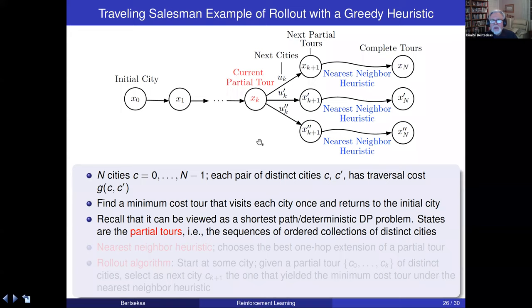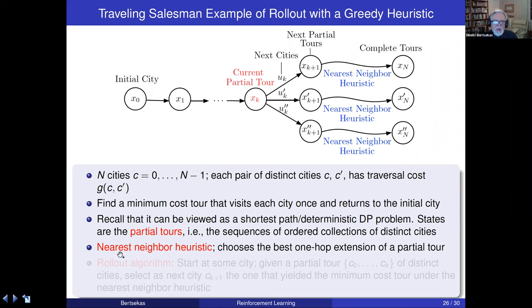In practice, people use a lot of different heuristics to solve this traveling salesman problem. In particular, a popular heuristic, not the best, but one of those that's mentioned very often, is the nearest neighbor heuristic. It is a greedy heuristic. Given the current partial tour, it chooses the best next city, the best one-hop extension of the partial tour. So it looks at all the cities that the salesman has not visited yet and finds the one that has the smallest traversal cost. So it's myopic. It looks only one city ahead. That's the nearest neighbor heuristic.